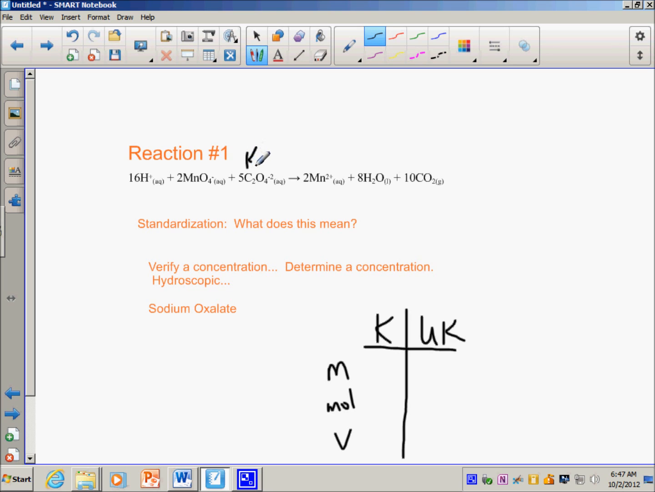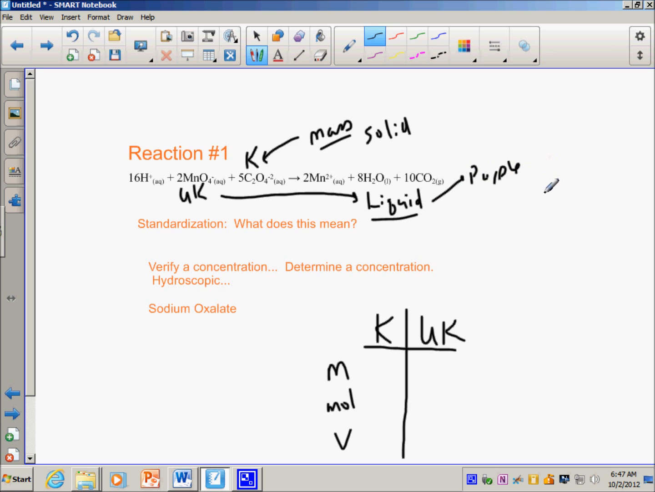I'm simply going to get that known and mass it out on a scale. It is a solid. It's one of the first things you're going to do in this lab. Then my goal is to figure out this guy. This is my unknown. This is a liquid. It is a purple liquid.